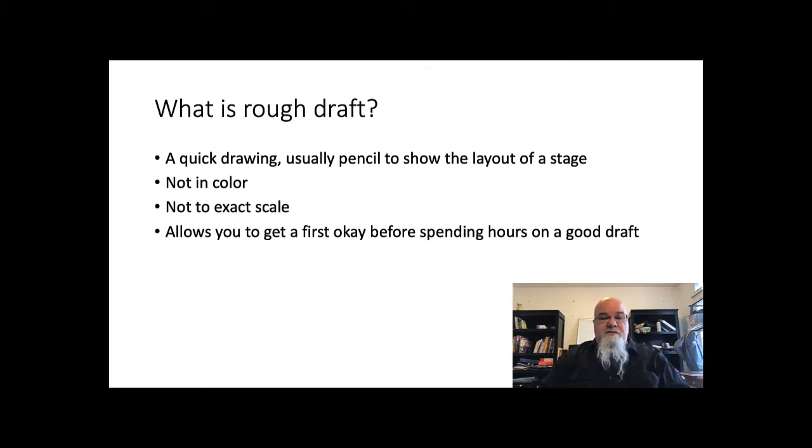So what is a rough draft? Essentially, it's a very quick drawing of the layout of the stage. It's usually done in pencil. It's not the greatest work of art, so it's not in color. It's not to exact scale, but proportions of things should be the same, meaning chairs should probably be smaller than tables, unless you're intentionally making them that way.